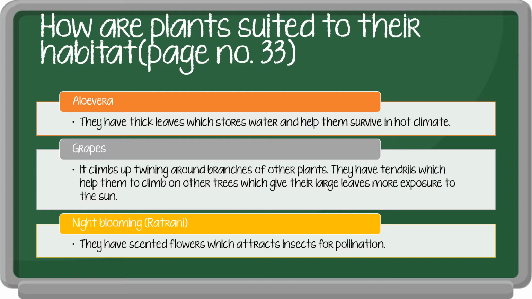Now the cactus that we have already done, they have a thick stem with spines which prevent the water loss from the plants, and because of the spines the animals also can't eat them. Now the aloe vera has thick leaves which store water and help them to survive in the hot climate. This is one of the adaptations that aloe vera has.